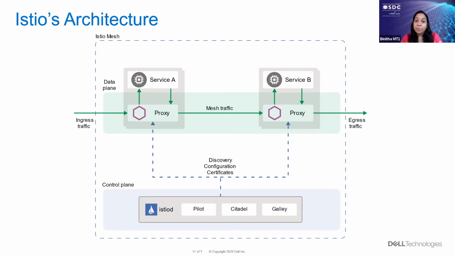So I have briefly told you about all the components. We will be digging deeper into these components in the coming slides. So my service mesh essentially consists of a data plane, a control plane, along with the ingress and egress traffic.